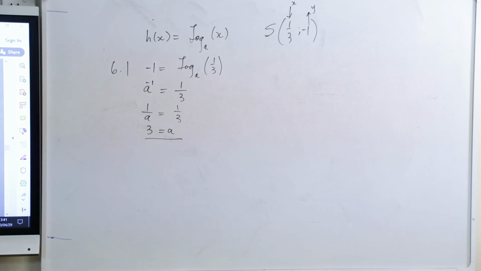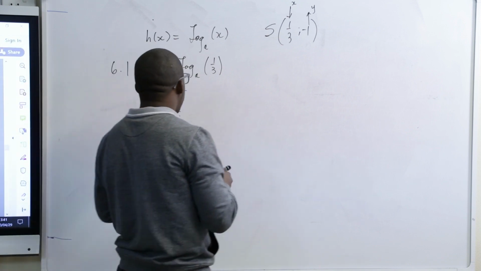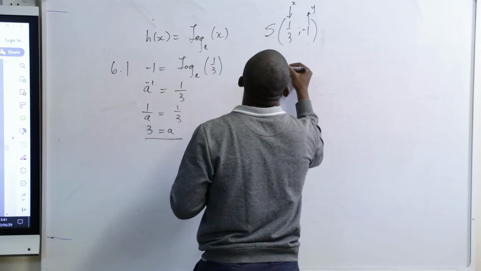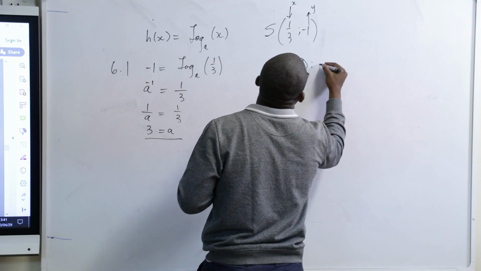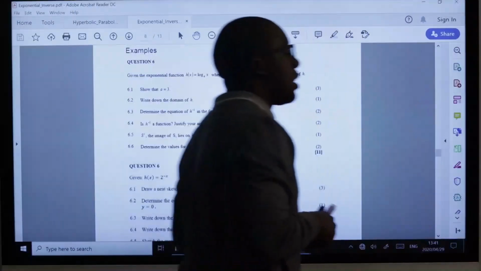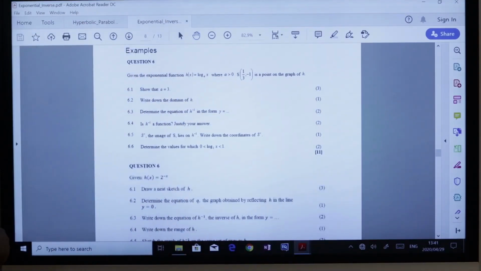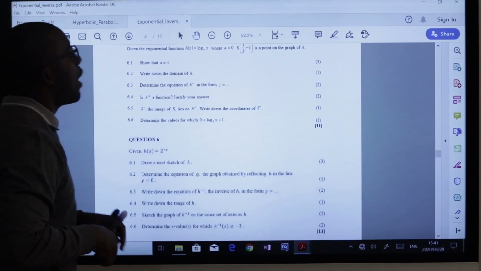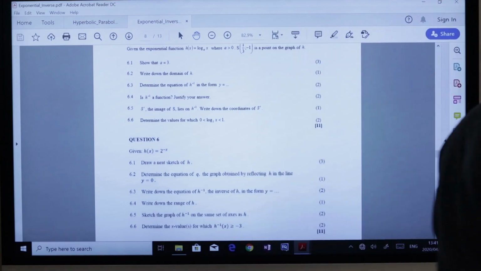Write down the domain of h. Domain is such that x is in real. No exclusions, since it's got no asymptotes. Determine the equation of f to the minus 1. Sorry, h to the minus 1.